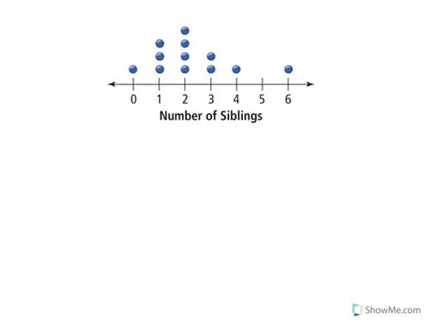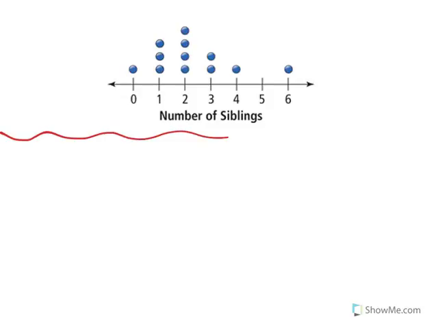Now you might already be able to tell visually by looking at the shape of this graph. You might even say, well, I don't think it's that spread out. It's not like we have somebody who has 20 siblings here. There's a huge gap in what we're looking at. But we're going to find a single number today that's going to help us describe that variability.